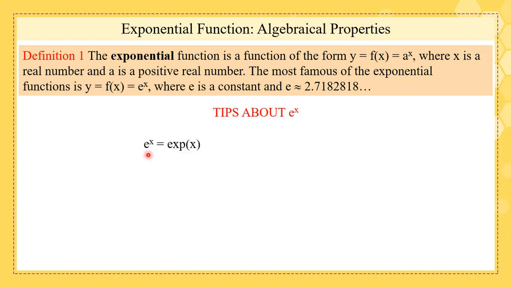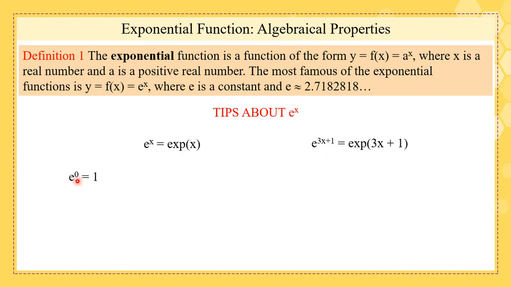e^x can be written as exp. We open parentheses, we write x, and then we close parentheses. In other words, e to the power 3x plus 1 could be written as exp, we open parentheses, 3x plus 1, and close parentheses. Such abbreviations could be used in GeoGebra, for example.